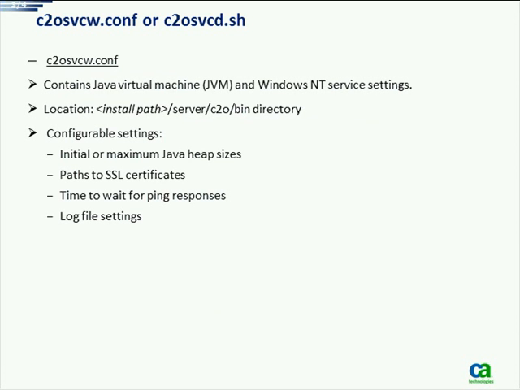This also contains the Java virtual machine specifications. Actually, I never needed to make any change on this file, but you can control the Java inside, the path to the SSL certificate, the timeout for ping, and log file settings. You can find it on the installation path, server, c20.g directory.